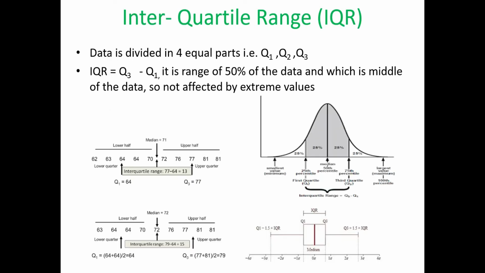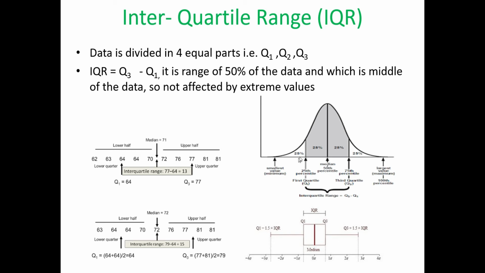Now come to interquartile range. Data is divided into 4 equal parts, that is Q1, median and Q3. So interquartile range is Q3 minus Q1. That is, 50% of the data is lying in this region, so this is known as interquartile range, Q3 minus Q1.